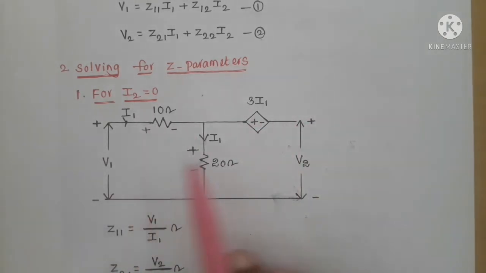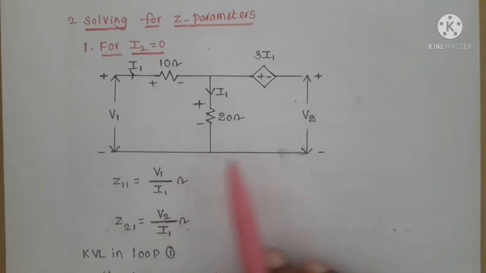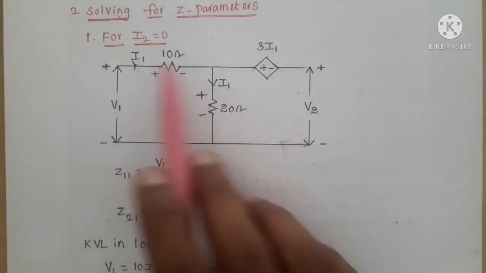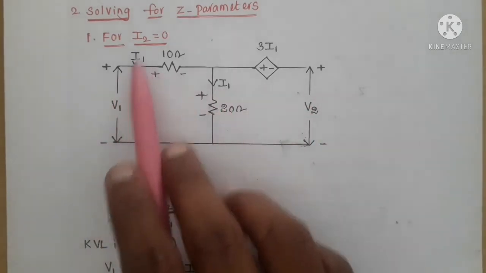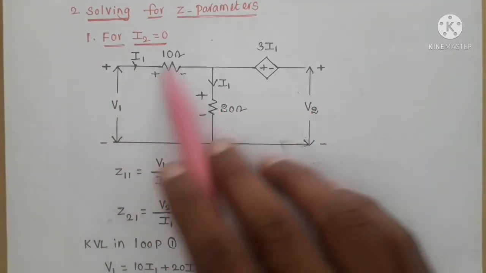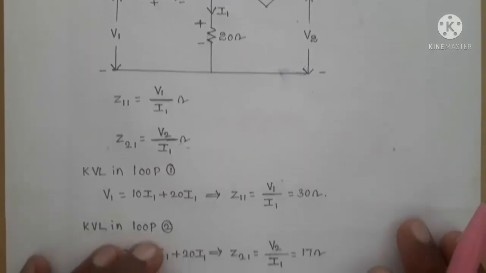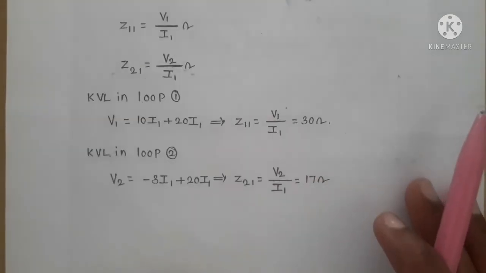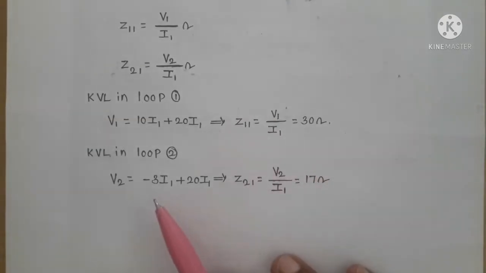So if you apply KVL, finally we have to get the V1 by I1 ratio and the V2 by I1 ratio. Applying KVL in loop 1, we get V1 equals 10 I1 plus 20 I1. So from that, Z11 equals V1 by I1 equals 30 ohms. Applying KVL in loop 2, V2 equals minus 3 I1 plus 20 I1.